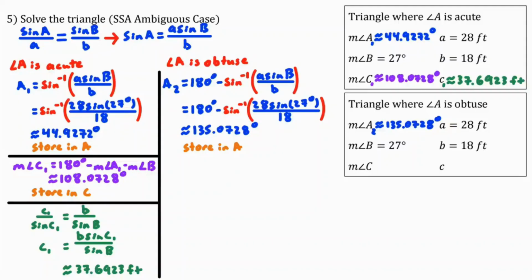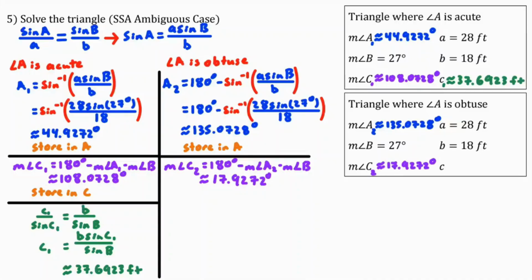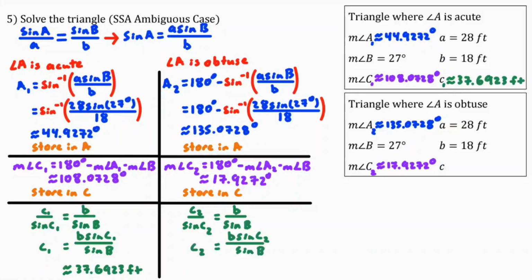Alright, now solve for angle C. All three angles should add to 180 degrees. Substitute the values in the calculator, we get 17.9272 degrees. Store that in the calculator. For side C, we'll do C over sine of C equals B over sine of B. Multiply both sides by sine of C, and type in the calculator, you get C to be about 12.2041 feet.